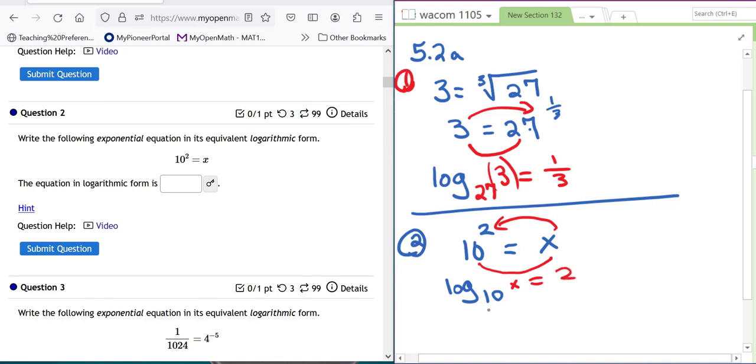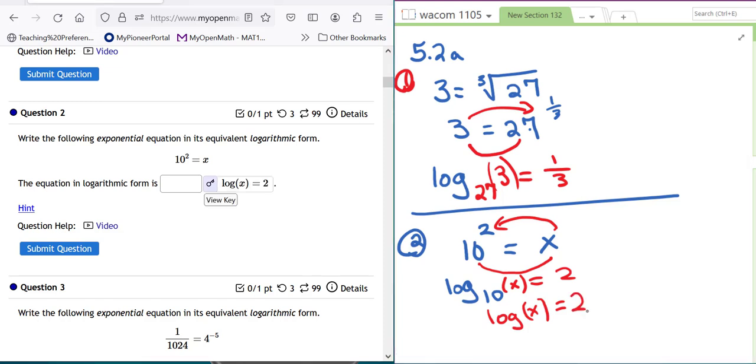And 10 is called the common log. Normally you won't write that. In this problem, they probably want you to, because you're getting used to it. But when you don't see a base on there and it just says log of x, that is automatically a common log, and that is the one that you see on your calculator. So they did not write it. They probably would count it right if you did.